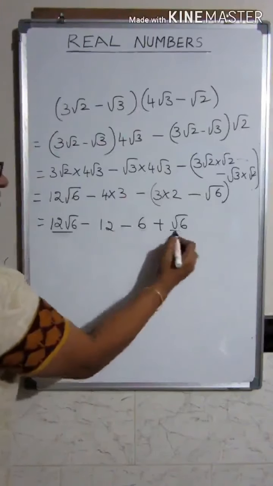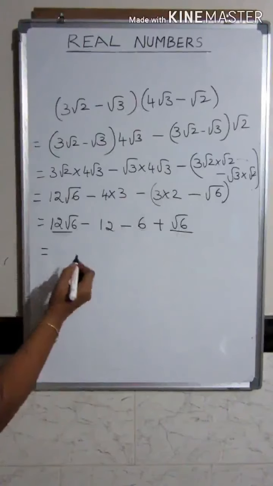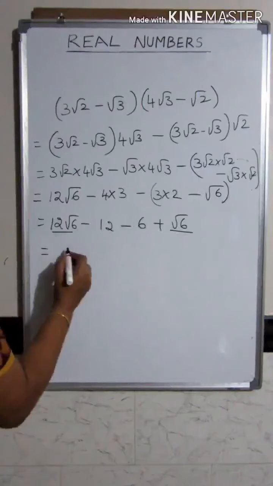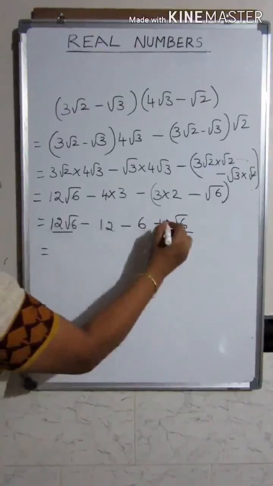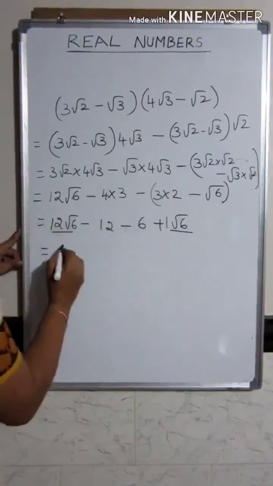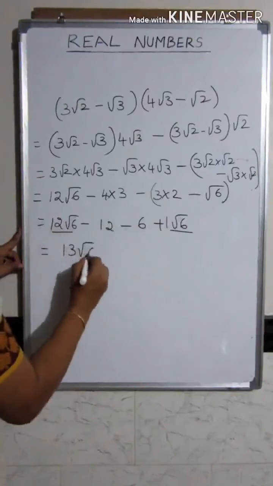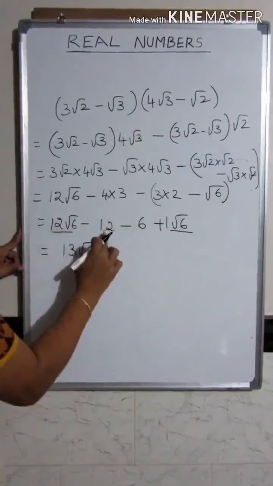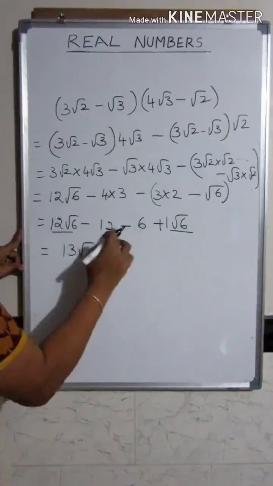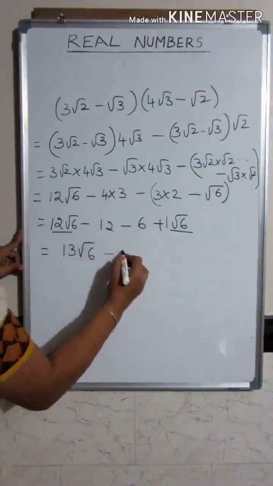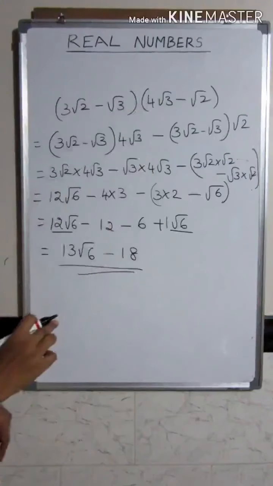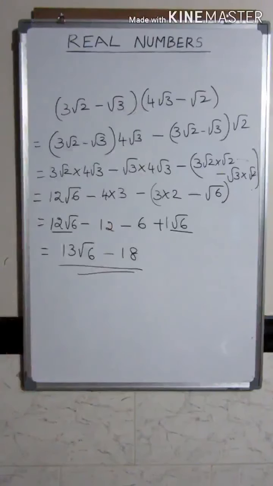Now the like terms, you have to choose the like terms and simplify it. So this and this are like terms. As you have learned in the previous class, to simplify the like terms, you have to only simplify the coefficients. So here you have got 12 and here you have got 1. So this can be written as 13 root 6, and here you have got minus 12 minus 6. So both are with the negative sign, so you will add and put the same minus sign. So you will get this as minus 18. So this is your answer for binomial multiplication of the quadratic surds.